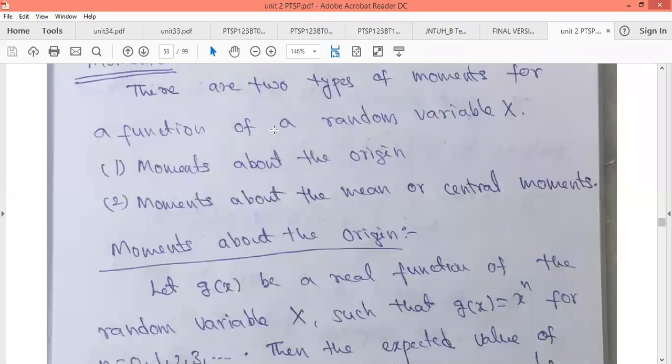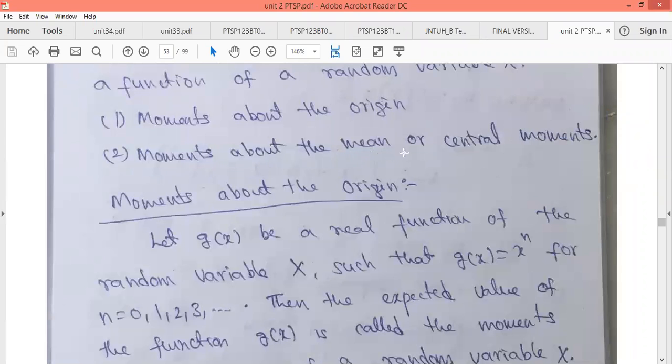So now we'll discuss moments. There are two types of moments: moments about the origin, and moments about the mean, which is also called central moment. What is central moment? It is the moment about the mean. Now we'll discuss the moments about the origin.